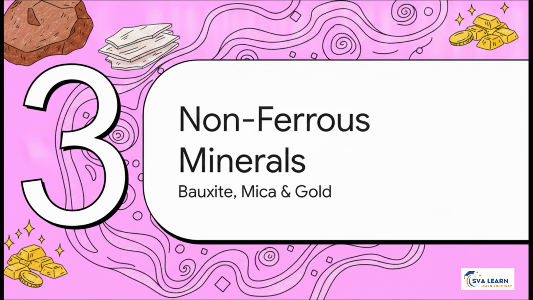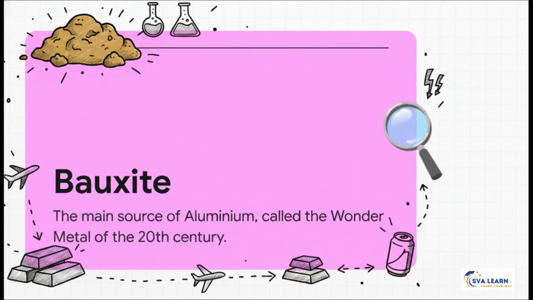Let's get into bauxite, mica, and gold. Let's talk bauxite. Picture a sticky brownish-yellow clay. That clay contains 60 to 70% aluminum oxide. Now, underline this phrase in your mind, wonder metal of the 20th century. This is a huge favorite for the examiners. When they ask you why it's called the wonder metal, you tell them it's because it's the main ore used to obtain aluminum, which is a metal with a huge, incredibly diverse variety of uses.